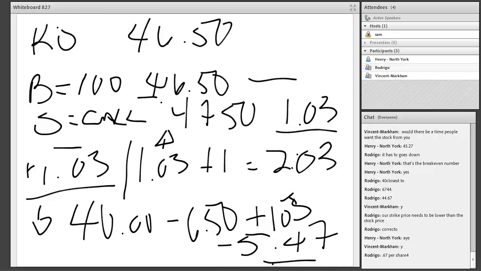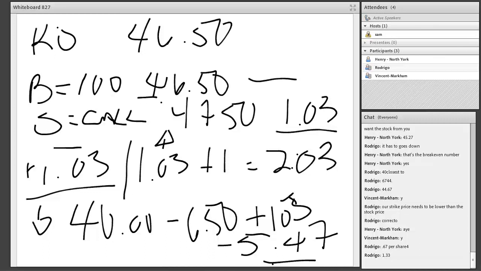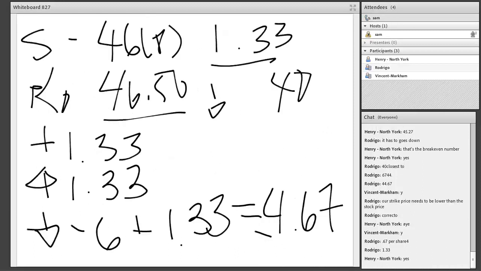Now look, this is a different way of doing a covered call. When we did the other covered call where we bought the stock, how much did we lose at the worst case? That's right, $1.33 when we sold the put. But when we did the regular covered call, where we bought the stock and sold the call, if it goes nowhere, we make $1.03. If it goes up, we make $2.03, and if it goes down, we lose $5.47.